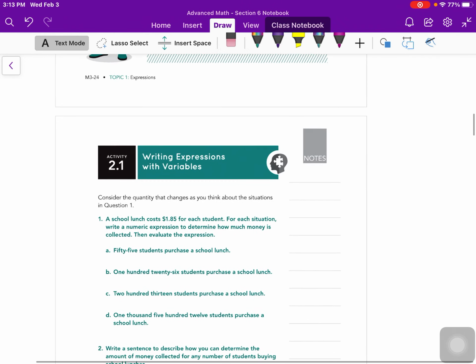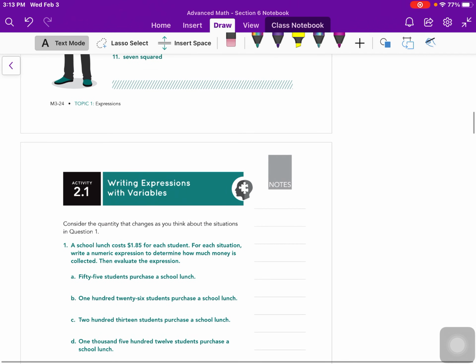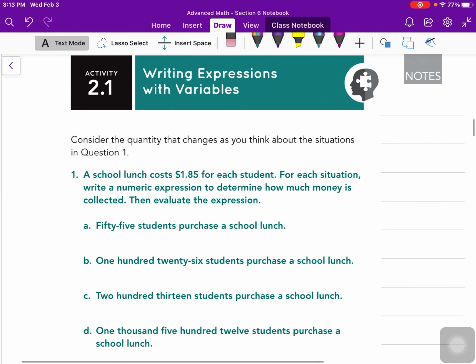All right, then let's go ahead and skip to activity 2.1, writing expressions with variables. Consider the quantity that changes as you think about the situations in question 1. A school lunch costs $1.85 for each student. For each situation, write a numeric expression to determine how much money is collected, then evaluate the expression.